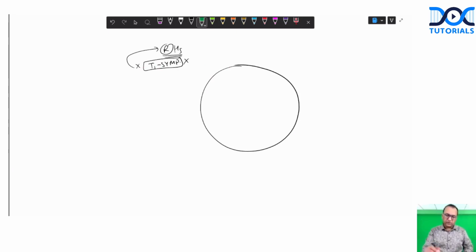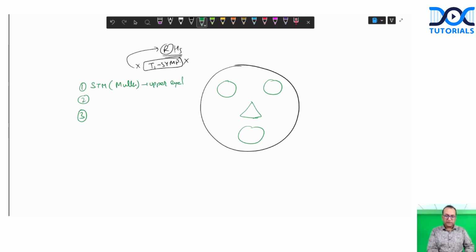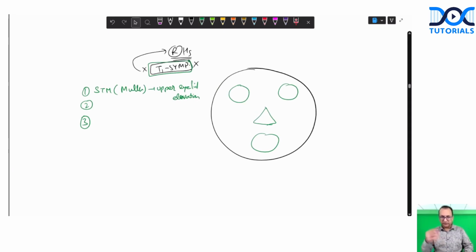Can you tell what this T1 sympathetic supply is normally doing? So these are the eyes, the nose, and this is the mouth. Normally, the muscles it supplies are the superior tarsal muscle, part of Muller muscle, and it is for upper eyelid elevation. So that is the job. Now you are talking about the muscles supplied by the T1 sympathetic pathway. Not only muscles, but the area, the supply, other than muscles also.